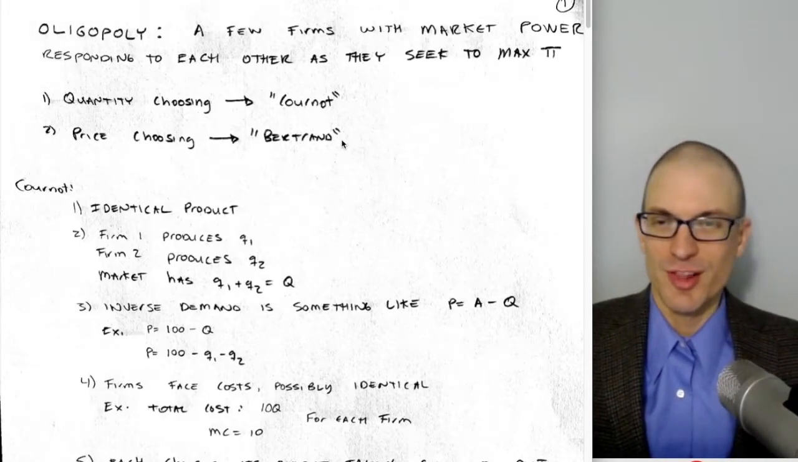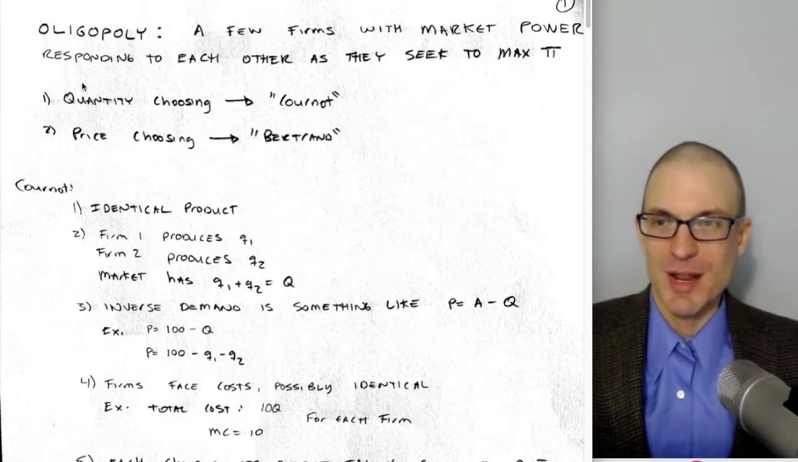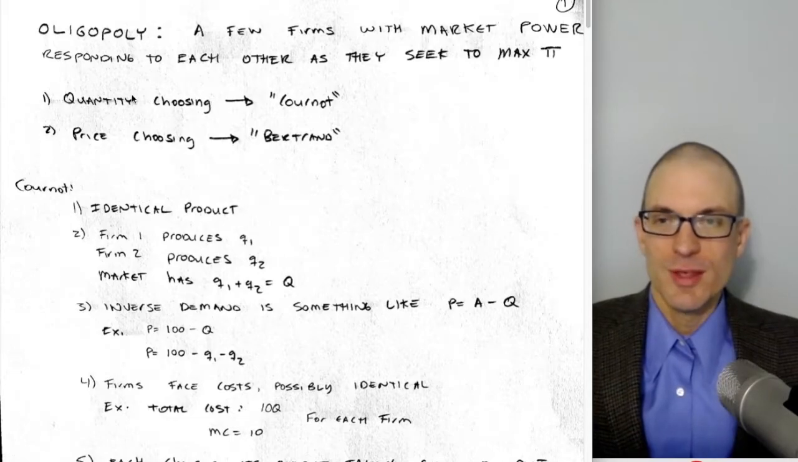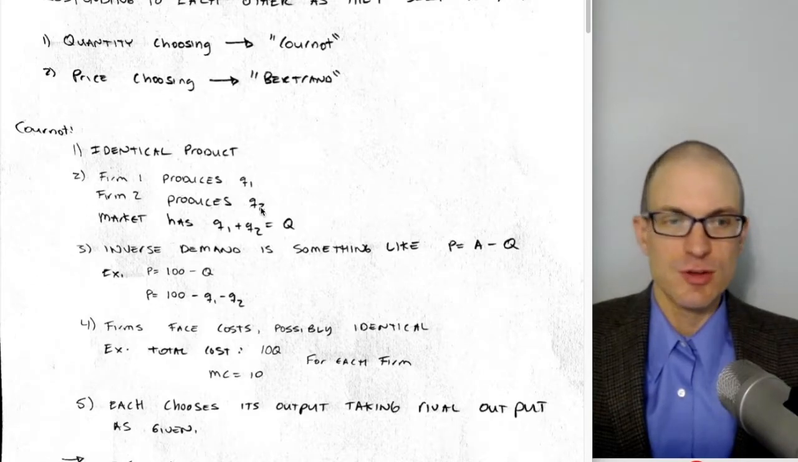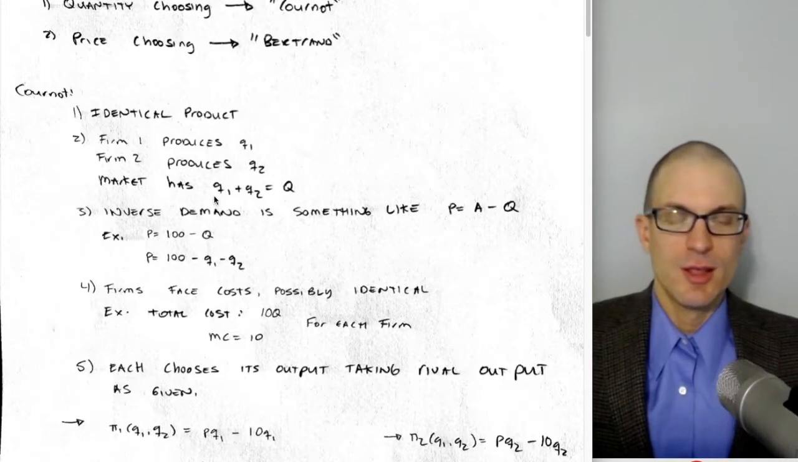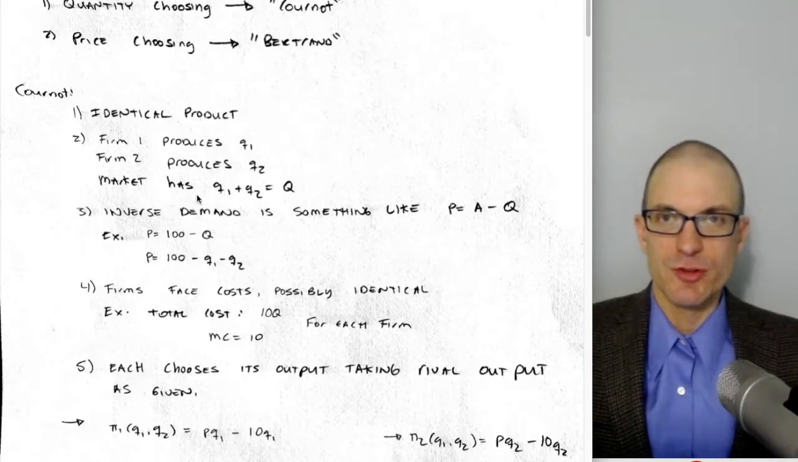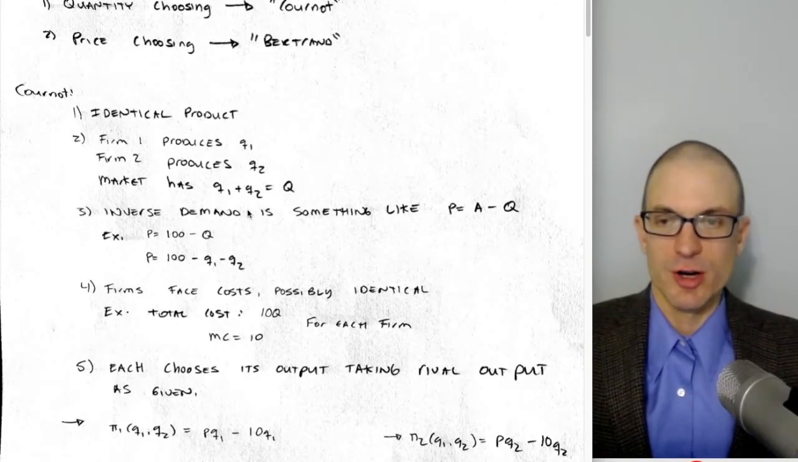If I like the lecture, if I like the video, then I'll make it onto the nice slides and everything. But anyway, what we're thinking about with Cournot is a quantity choosing firm. We've got an identical product. Firm 1 is going to produce Q1, that's firm 1's quantity. Firm 2 is producing Q2, that's firm 2's quantity. The market has whatever is the amount being produced by the two firms, or if there are multiple firms, it just sums up to the total market quantity.